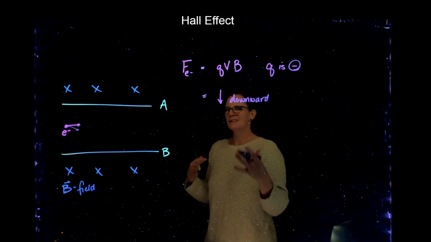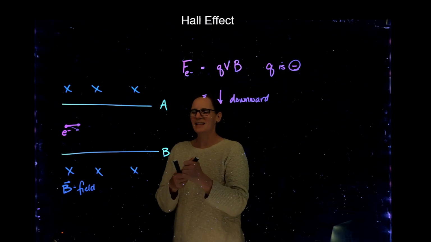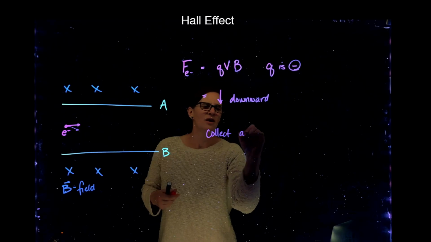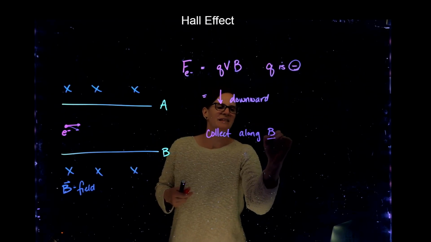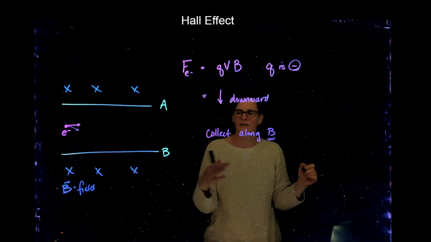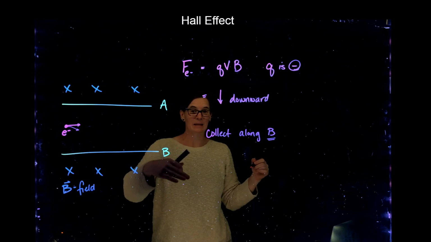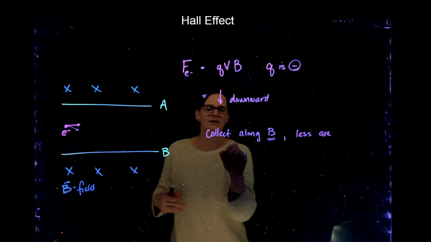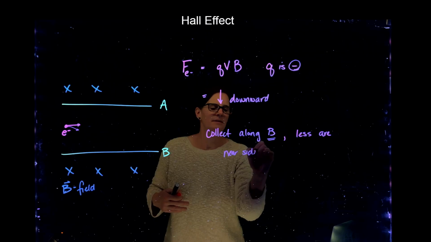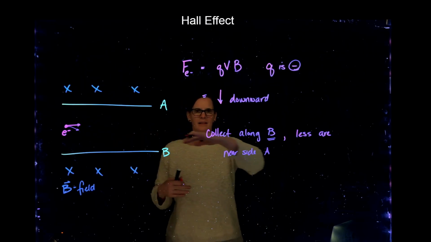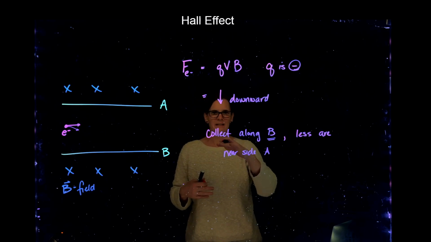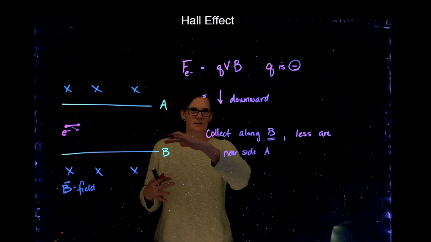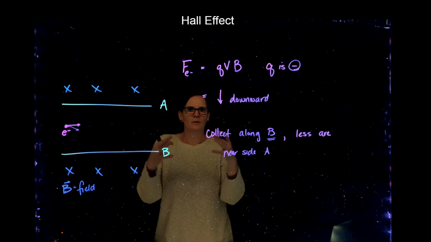And if we look at all the electrons moving through this wire, what ends up is that these electrons collect along side B. So there's this drift of the velocity towards side B. And that means less are near side A. So I get this collection of electrons at side B. We've drifted a little bit, and we call that the drift velocity of the electron. It collects, so to speak, at side B, lesser at side A, and now what do I have?